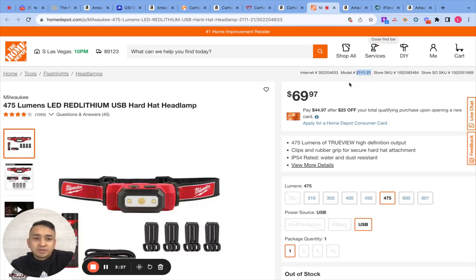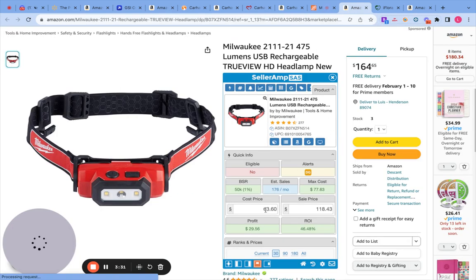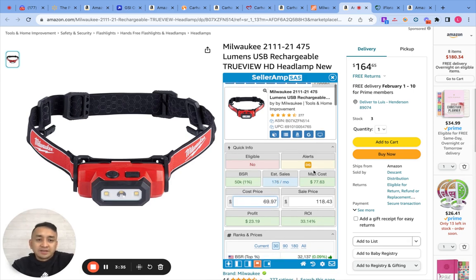So now I would plug in this price on my SellerAmp. So $69.97. $69.97 is my cost, and the selling price on Amazon is $164. Wow. Okay.